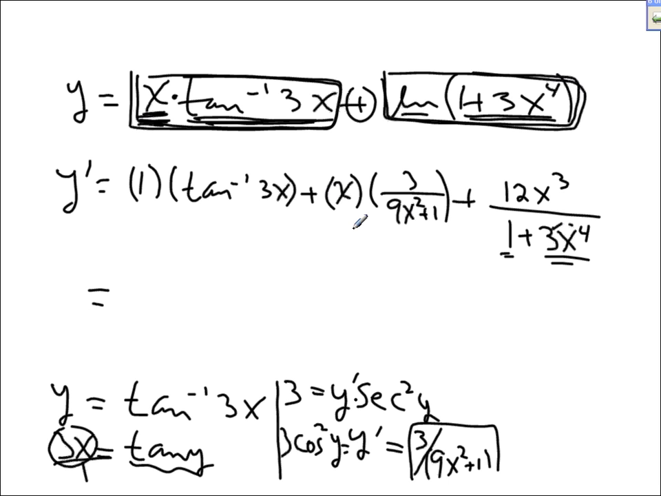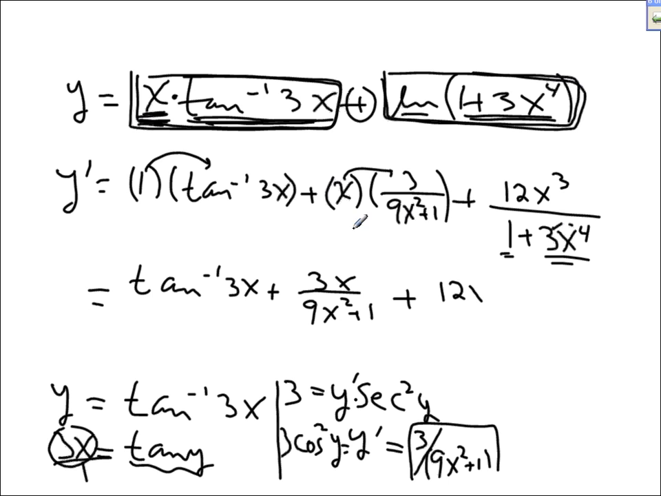The calculus is done. 1 times that, of course, is that, plus x times 3 is 3x over 9x squared plus 1, plus the last term. Okay. This completes the section on taking derivatives of trig inverse functions. In my opinion, and it's just my opinion, don't bother to memorize new rules.